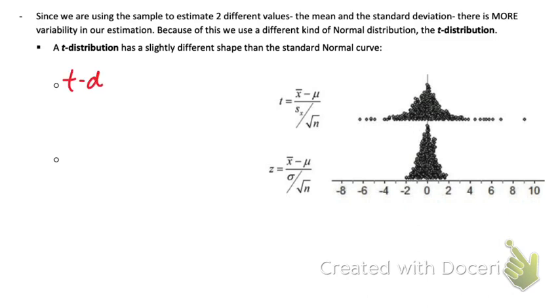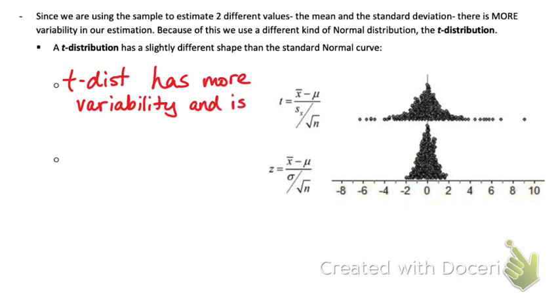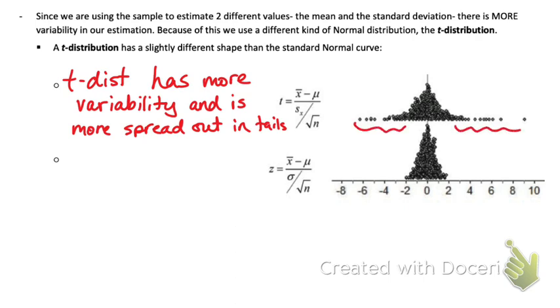The t-distribution has more variability and is more spread out in the tails. So if you look, this is what I'm basically talking about. You can see here, our t-distribution goes way further out in the tails, okay?